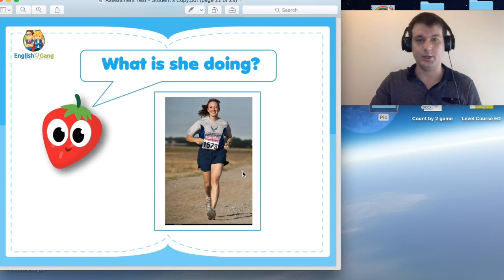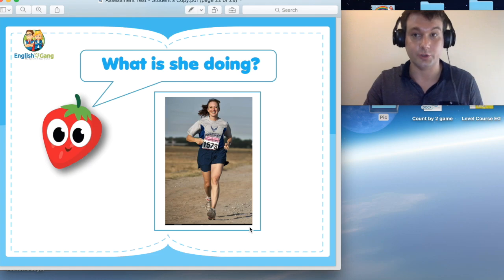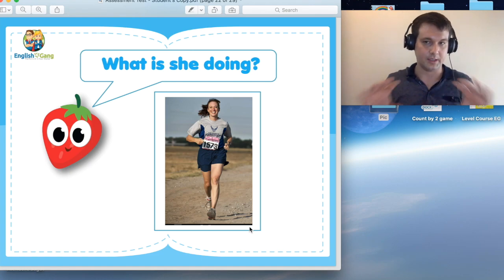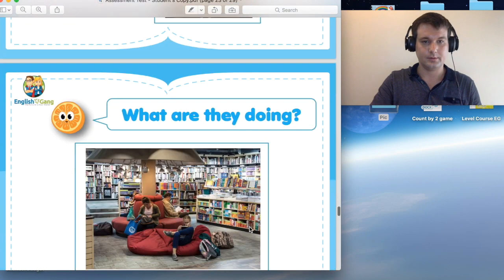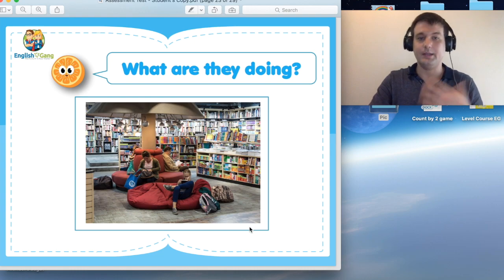Again, present continuous tense. What is she doing? We're looking for she is running or she is jogging. Again, using that present continuous tense. And then what are they doing? They are reading.